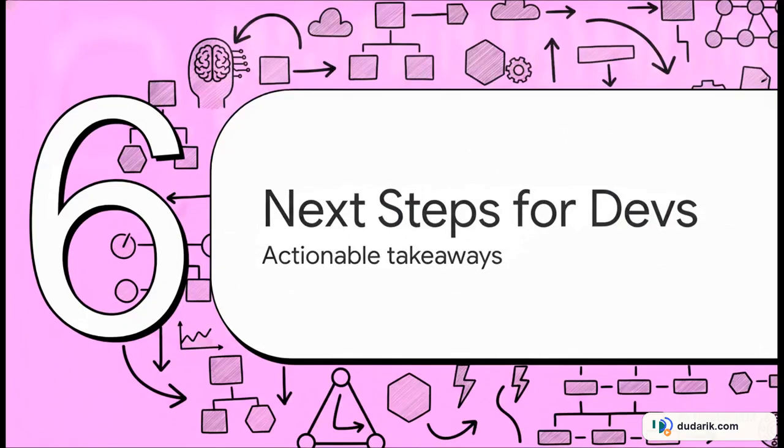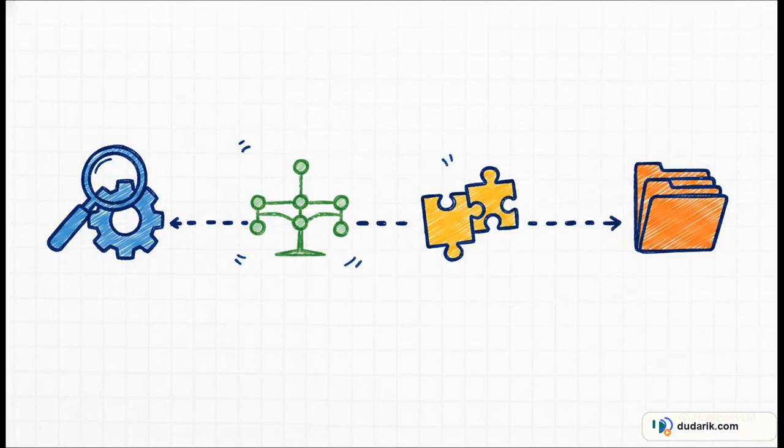Section 6, Next Steps for Developers. So how can you actually take these lessons and apply them to your own architectures today? The Dudarik.com article lays out a really solid 4-step action plan. First up, audit your current tool calling chains. Find those sequential bottlenecks where one step doesn't actually need to wait for the previous one.